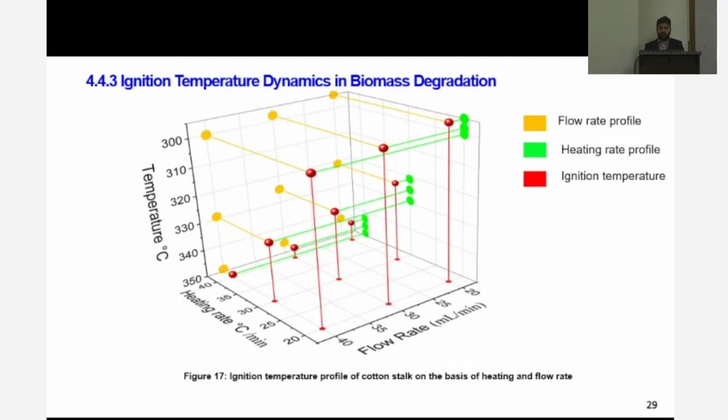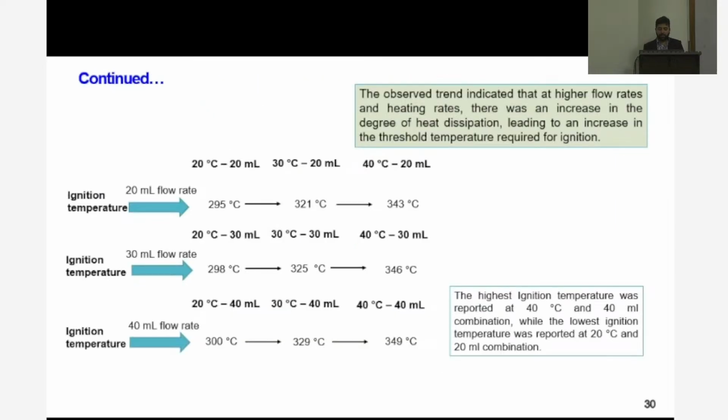These are the graphs of ignition temperature dynamics in biomass degradation, and what they represent is that with the increase in the heating rate, we have an increase in the ignition temperature. Now, if we look downward, with the increase in the flow rate there is also a very slight increase in the ignition temperature.